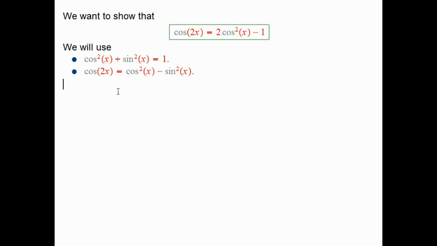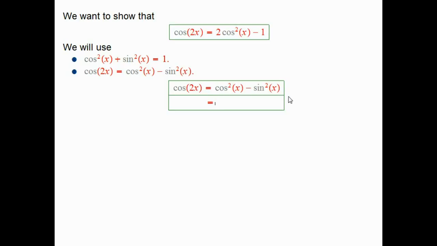First, let's start with this fact which we know holds. We know that cosine 2x is equal to cosine square of x minus sine square of x. Now, using the Pythagorean theorem, we can derive that sine square of x is equal to 1 minus cosine square of x.